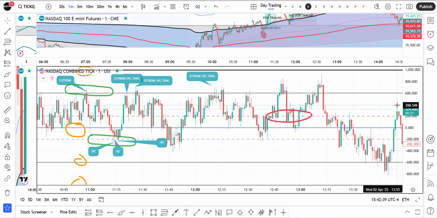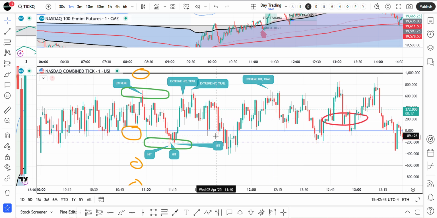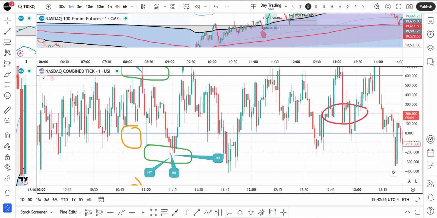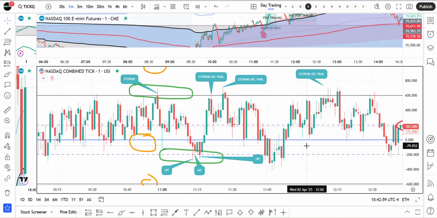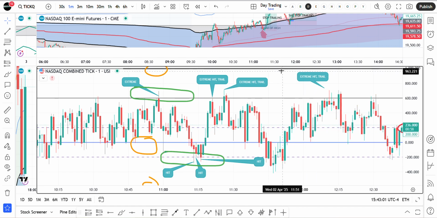I could actually show you examples now of the sell side as well. So you're waiting for an extreme and then a move across to negative 200. That's your buy signal. And then before you enter the buy, I'm going to show you a trick that I found. Small little trick to get you onside more times than not.